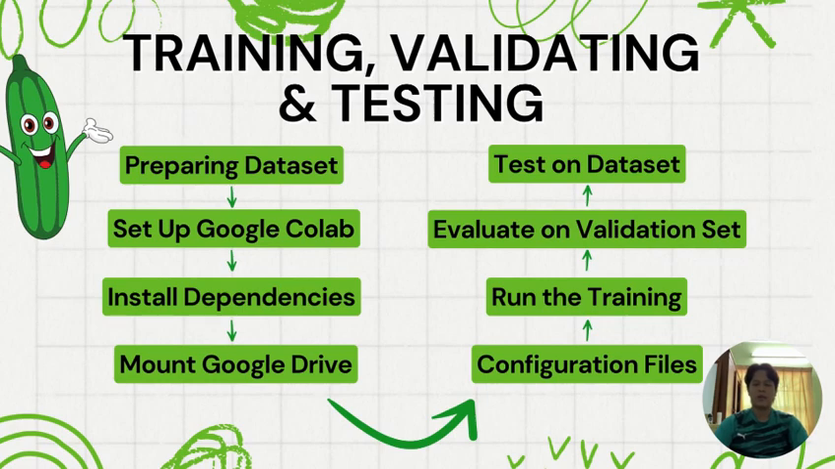Next I will explain the steps for training, validating, and testing. First, we have to prepare the dataset, which can be organized by images and corresponding annotation files. Second, we set up Google Colab by opening a new notebook and ensuring that we have access to the GPU. Third, we install dependencies, including the ultralytics library for YOLO V8. Fourth, we mount the Google Drive. And fifth, we set up the configuration files.